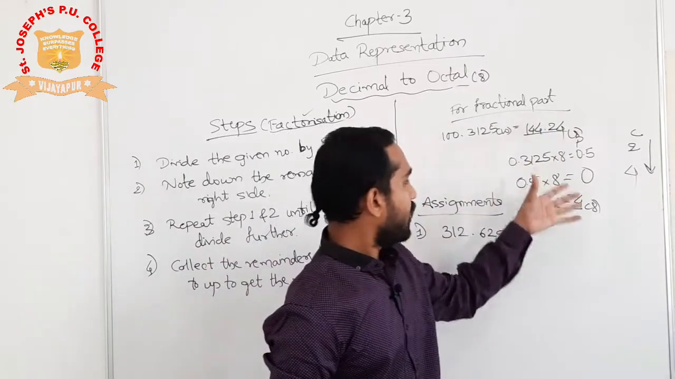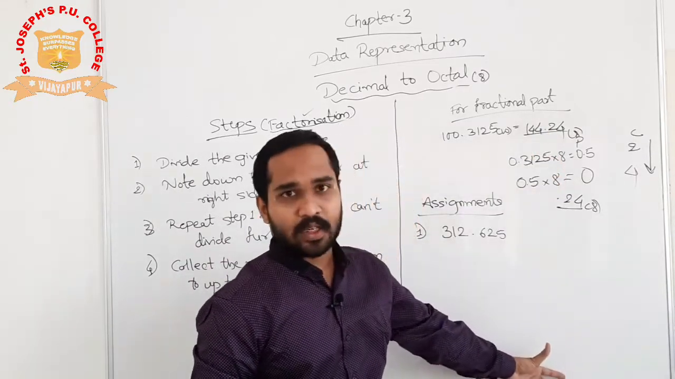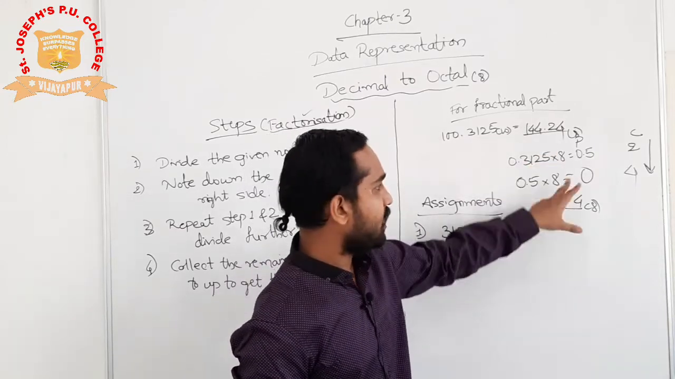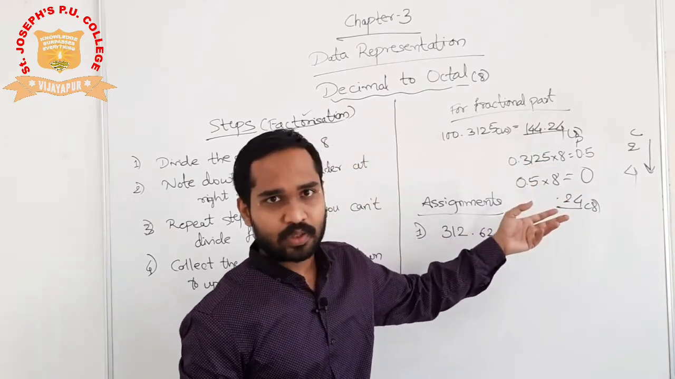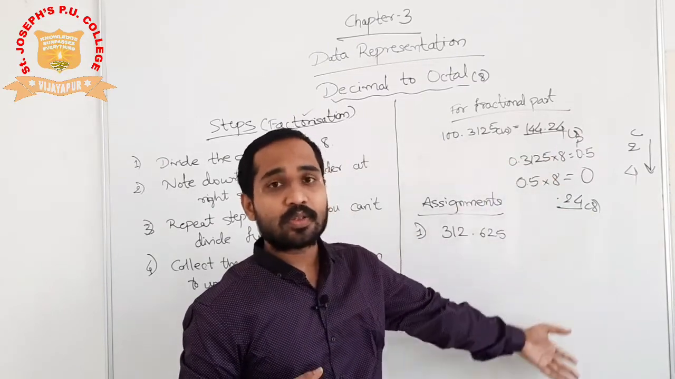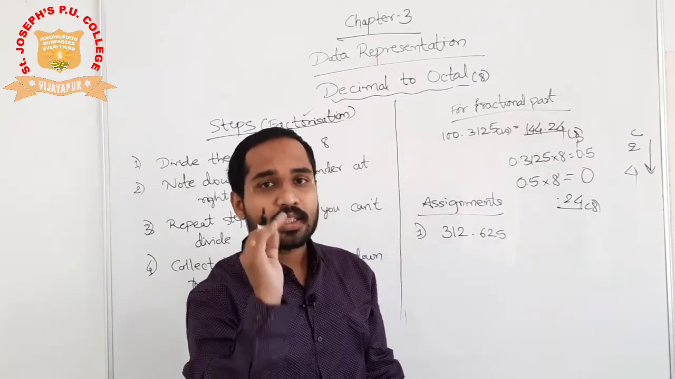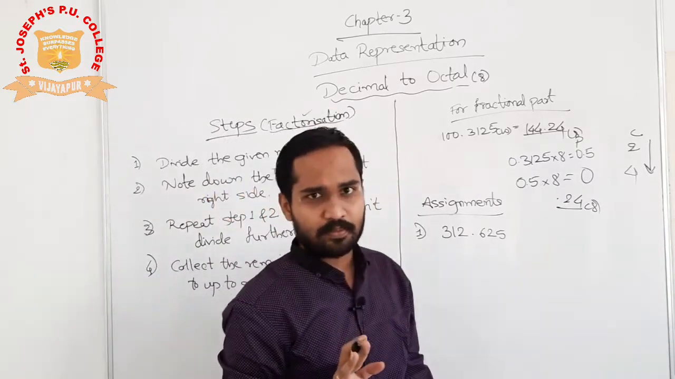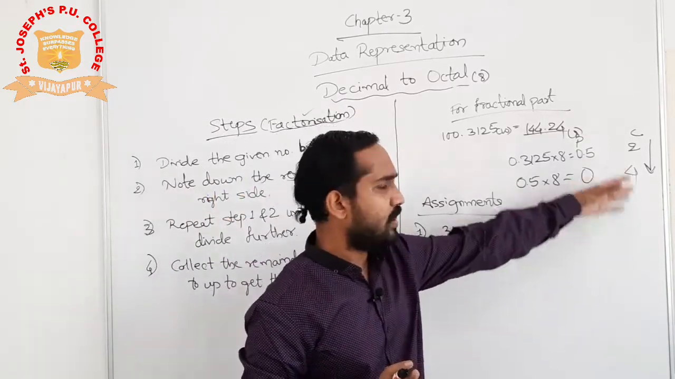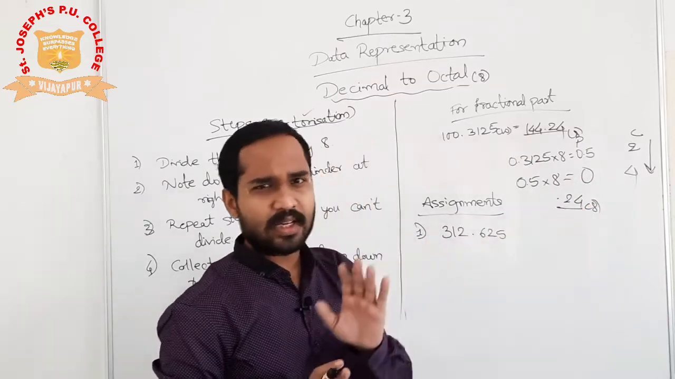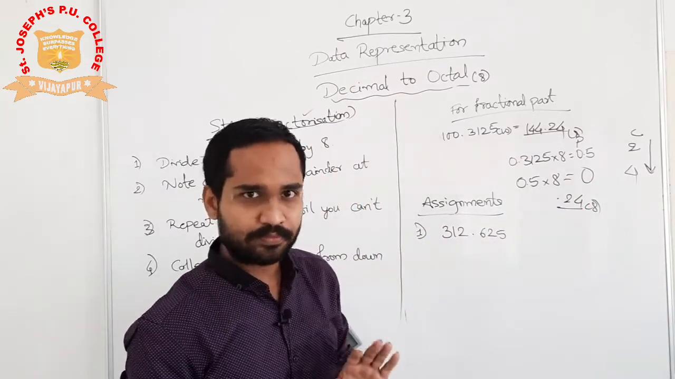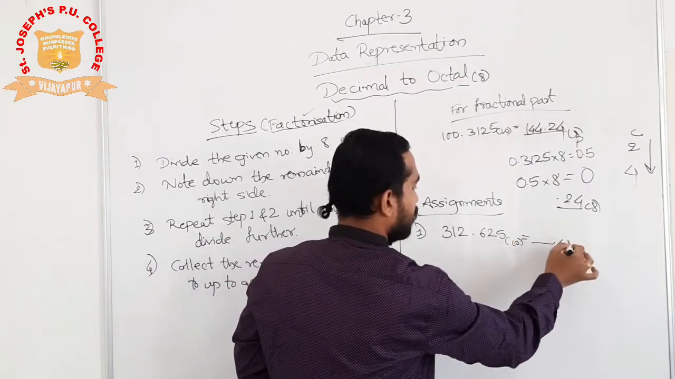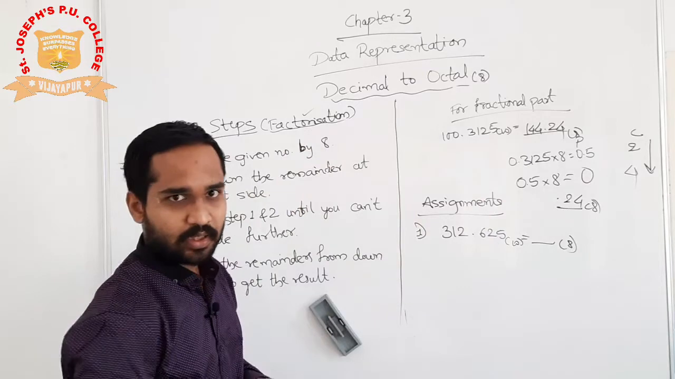See, if you are getting many steps here, please note it down. If you are getting many steps, see here in 2 steps I finished. If you are getting some 6 to 7 steps, what to do? Stop it at the 4th step. Please remember, stop it at the 4th step. Till 4 digits, whatever decimal part you get, that is enough for the exam. Fine. So this is the decimal number given. I want the octal equivalent of that.